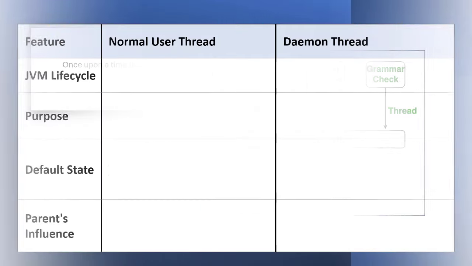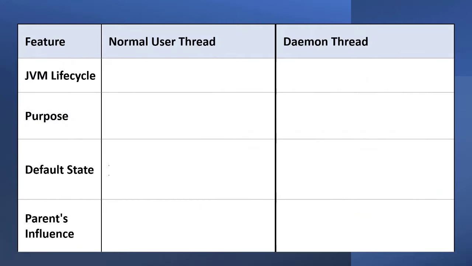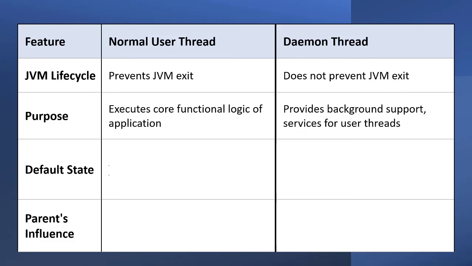Now let's understand some more differences between a normal thread and a daemon thread. Normally, the JVM would exit only when the main thread and all other normal threads complete their execution. However, the JVM does not wait for completion of daemon threads, which also means that while coding, programmers need to keep in mind that daemon threads may abruptly terminate anytime. The purpose of a normal user thread is to execute the core logic of the application, whereas daemon threads provide background support and services to the user threads. Most of the system threads like garbage collector, finalizer, JIT compiler are daemon threads.